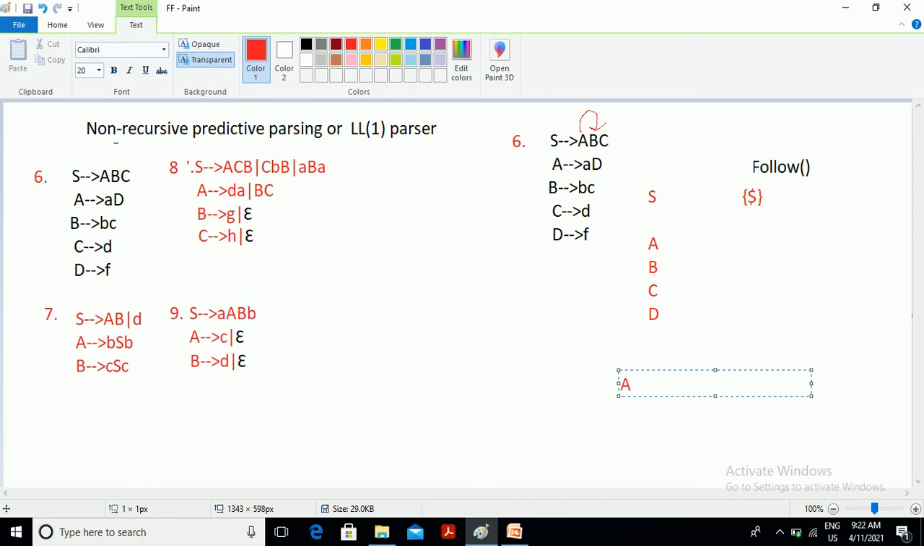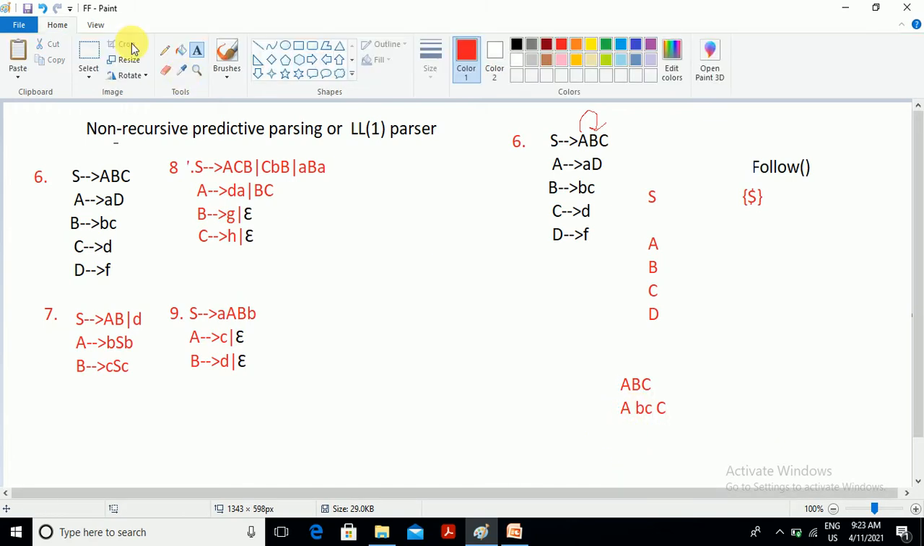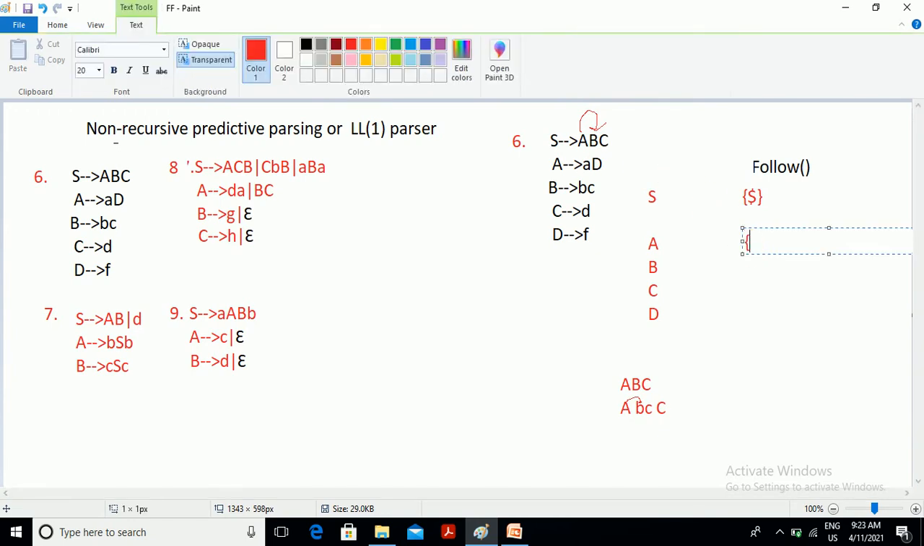A is following capital B, and that capital B should be replaced with its production, B and C. Now how many characters are there after replacing capital B? Two characters, but the very next character of capital A will become only small b, so one of the follows of capital A will become a small b. Is there any capital A in another production? We don't have one, so only one follow is there for capital A.